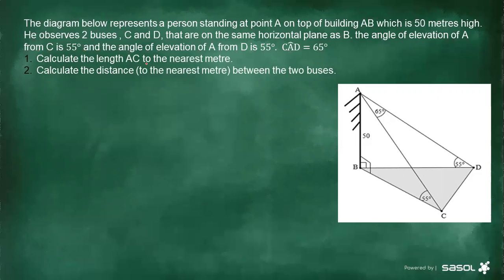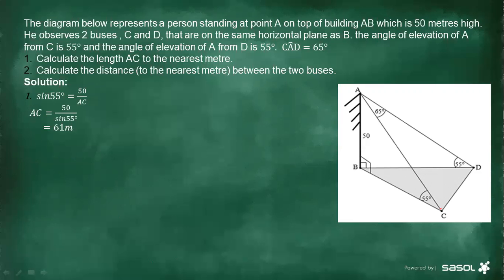Calculate the length AC to the nearest meter. We need AC. We can see that we can use triangle ABC to calculate the side AC. We are going to use the trig ratio of sine, because we have an angle and its opposite side, and we want the hypotenuse. So we cross multiply, and thereafter you divide by sine 55. Then we have 50 over sine 55. You press your calculator, and it gives us 61 meters for that length.